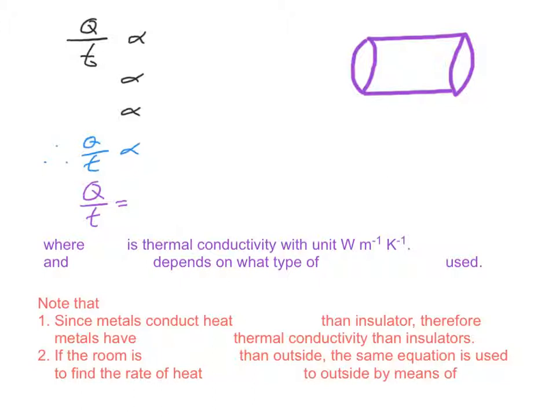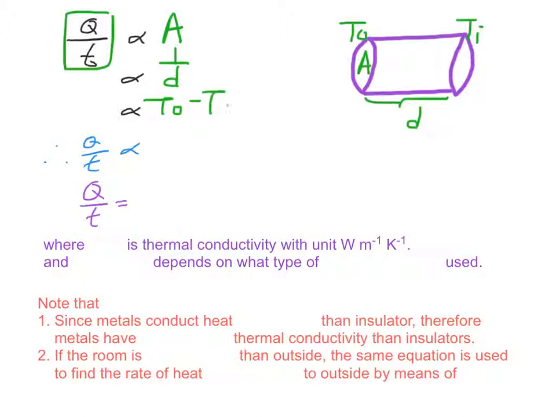Theoretically, the rate of heat flow Q over T is proportional to the area, inversely proportional to the thickness, proportional to the temperature difference. Therefore, Q over T, the rate of heat flow, is proportional to A (T naught minus Ti) over D.